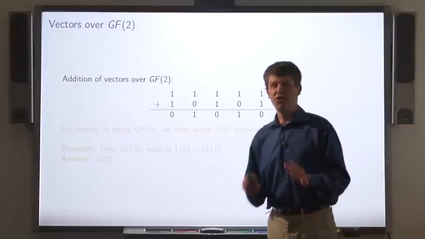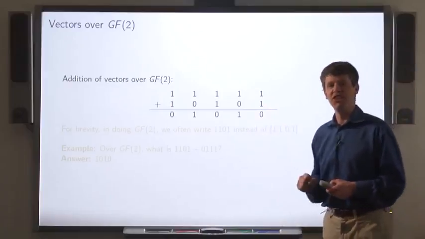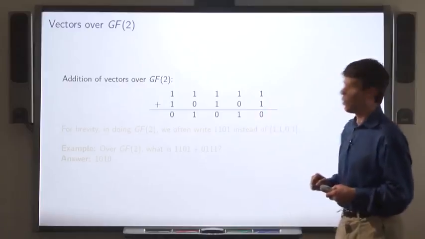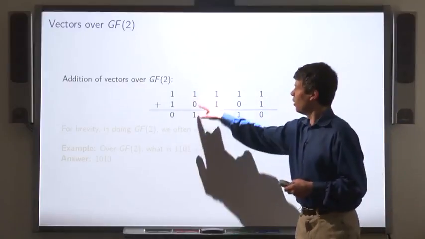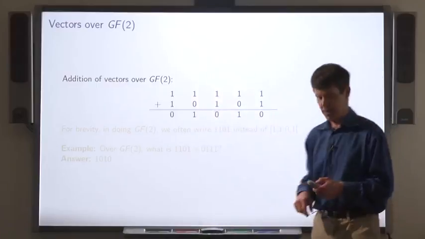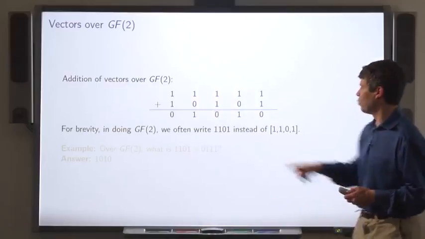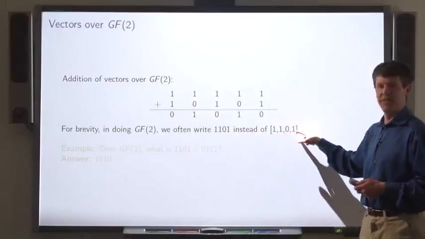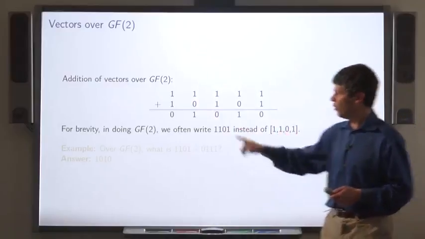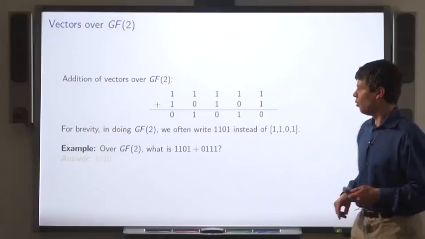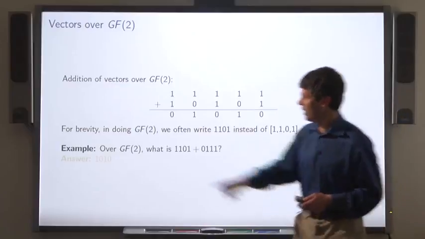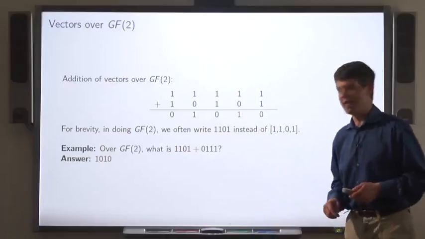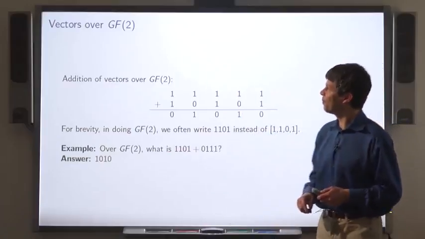Now we turn to vectors over GF2. Here's an example of addition of GF2 vectors. We're adding them entry-wise, and of course, 1 plus 1 is 0, 1 plus 0 is 1, and so on. Now, we'll use the notation sometimes 1, 1, 0, 1 instead of the list 1, 1, 0, 1. So here's another example. What's 1, 1, 0, 1 plus 0, 1, 1, 1? And the answer you should get is 1, 0, 1, 0.